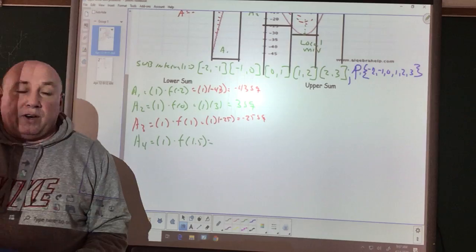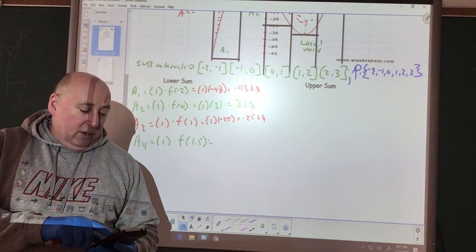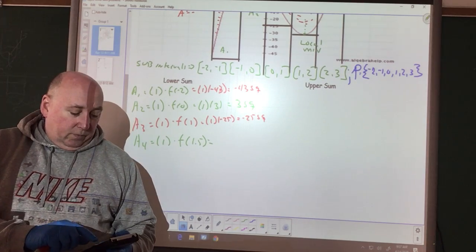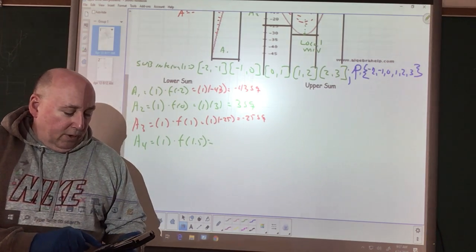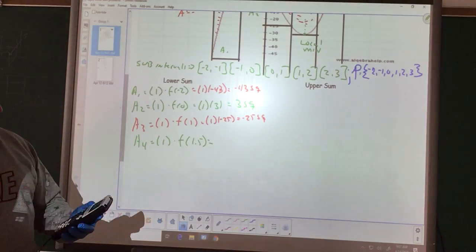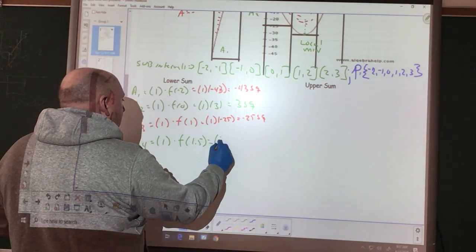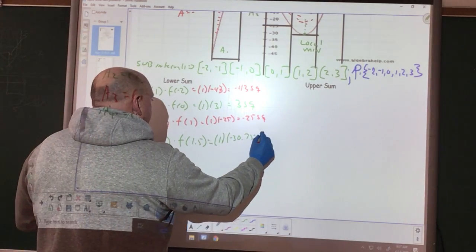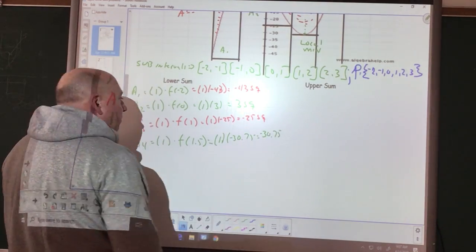So I need to find my function value of 1.5. So I'm going to calculate my function value at 1.5. I get negative 30.75. So we have negative 30.75.